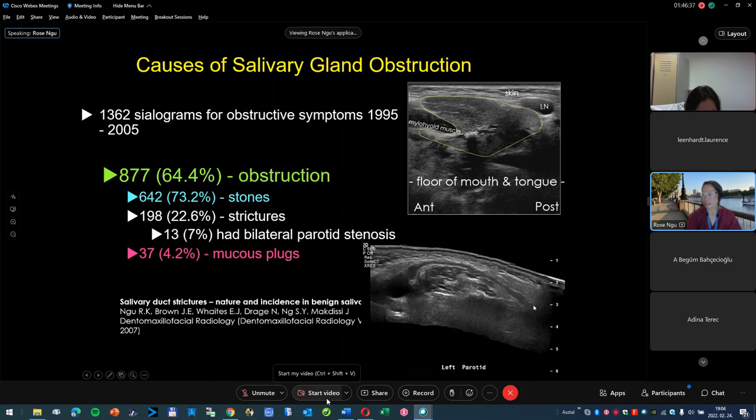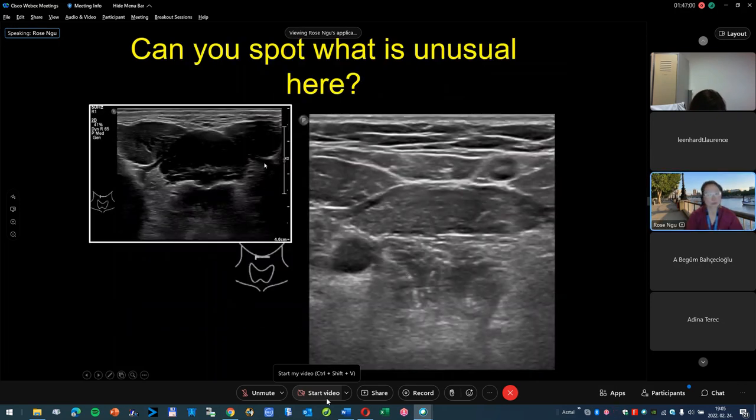And here, as you can see, this is a stone in the submandibular gland, here in the genu. And here it's the left parotid gland, and you can see duct dilatation. When you have duct dilatation, you should always chase it to find what's wrong with the duct. And here is a narrowing, a stricture in the anterior ductal system before it enters the buccal mucosa. Right, back to our Mickey Mouse, which is the floor of the mouth.